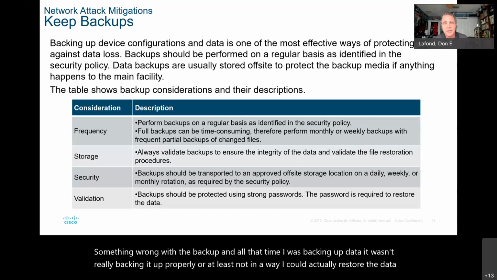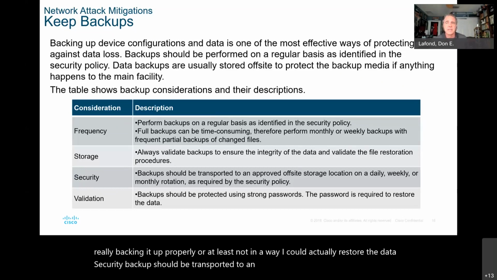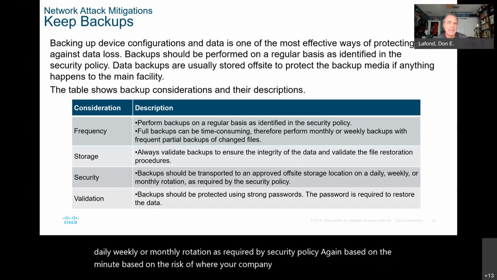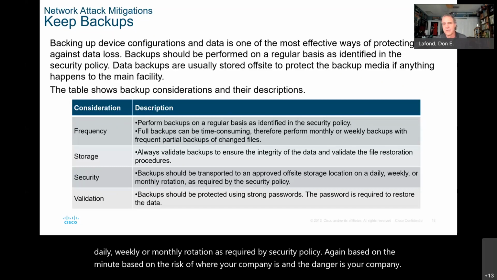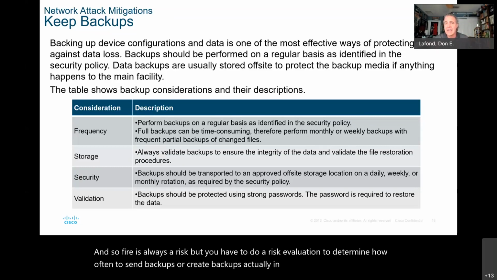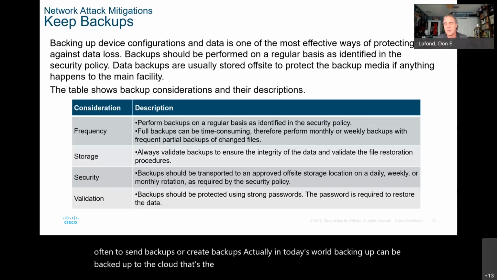Security. Backups should be transported to an approved off-site storage location on a daily, weekly, or monthly rotation as required by security policy. Again, based on the risk of where your company is and the dangers your company has. So fire is always a risk, but you have to do a risk evaluation to determine how often to send backups or create backups. Actually, in today's world, backing up can be done to the cloud. That's the safest, as long as you have all your security measures in place for cloud storage.